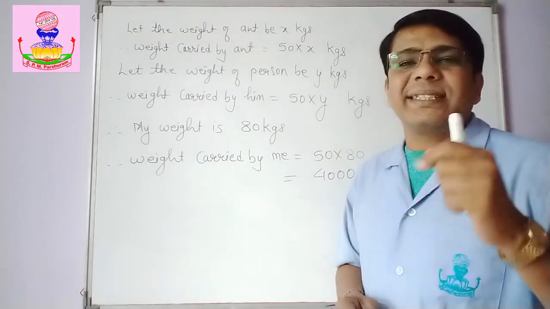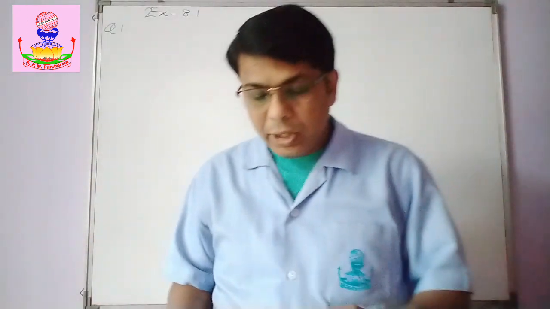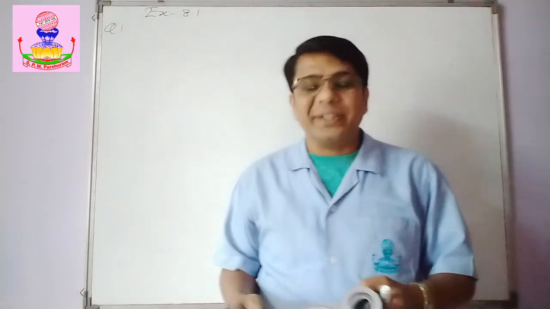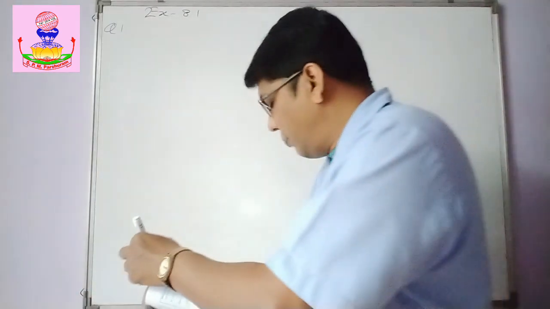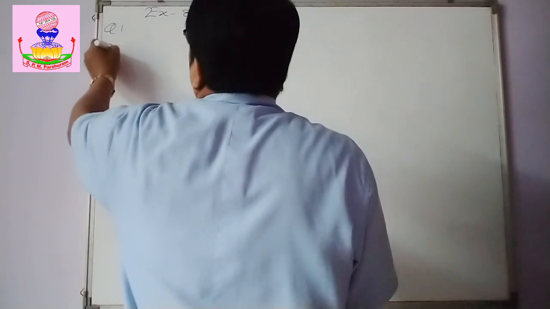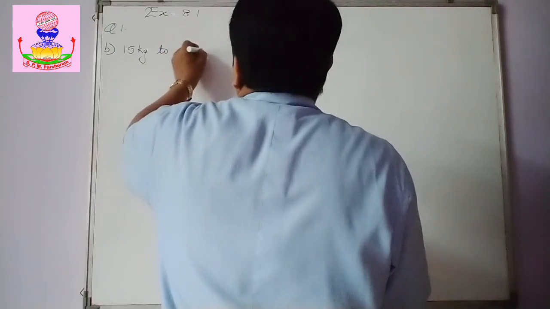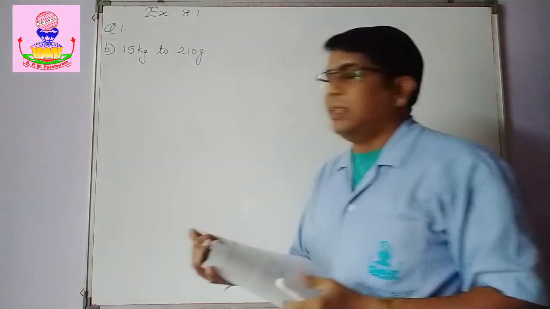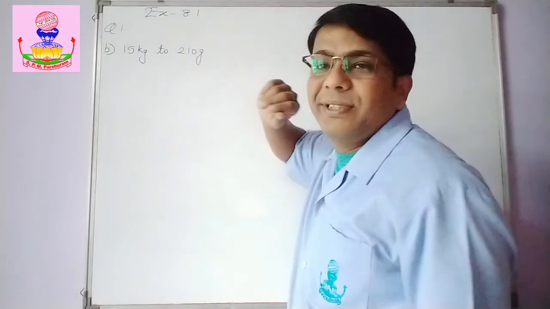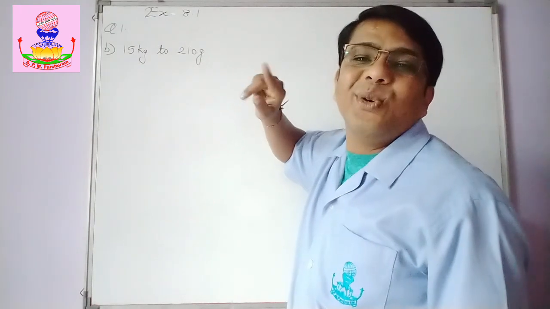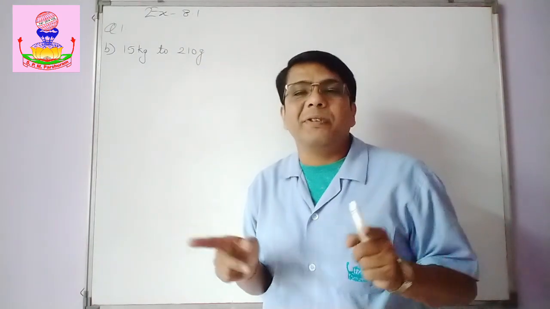Now let's move to exercise 8.1. Question number 1, find the ratio of, so B, 15 kg to 210 grams. Now see here. First see both the quantities which are given. Are they in the same units? Here it is kilograms, here it is grams. So both are in different units.